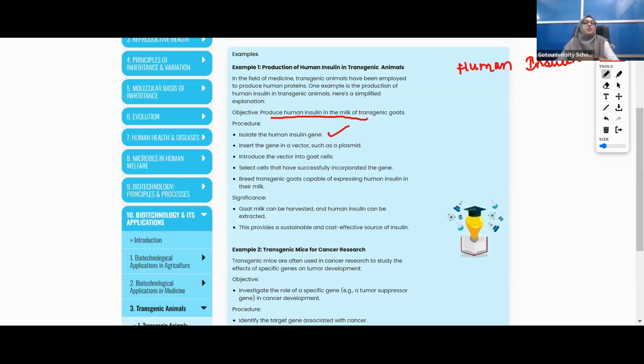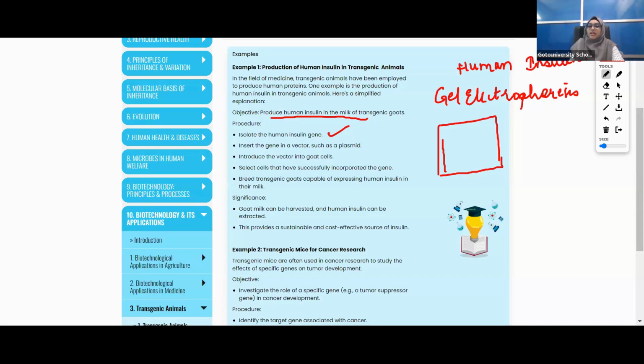So how can we isolate it? Again, for that we have to study Biotechnology: Principles and Processes. In the previous chapter, I explained the process, that is gel electrophoresis. Just for recollection, I will explain it here. In gel electrophoresis, as I have explained, there will be a comb-like structure, and plates will be there. If you remember, I explained this in the previous chapter.